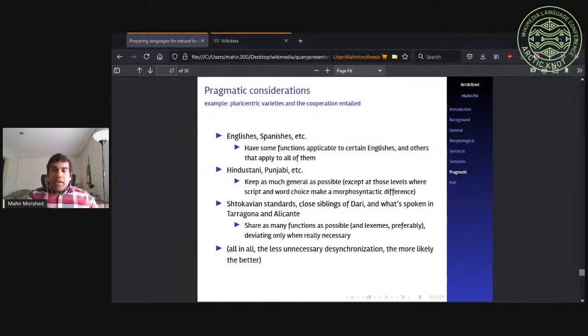In this third bullet point, for languages I'm not going to name because I don't want to start a war here, I'm emphasizing that for those languages, there's an argument to be made for having them share as many functions as possible among themselves, I should say. I'm not saying that the Shakavian standards should have the same functions as the siblings of Dari, but the siblings of Dari should have a similar set of functions, and possibly lexemes, preferably. And deviating only when that's really necessary and important for the generation of text. And all in all, the less unnecessary desynchronization, the more likely the better the text will be and the more accessible the text will be. The less work we have to do, the more we can make things accessible across languages.